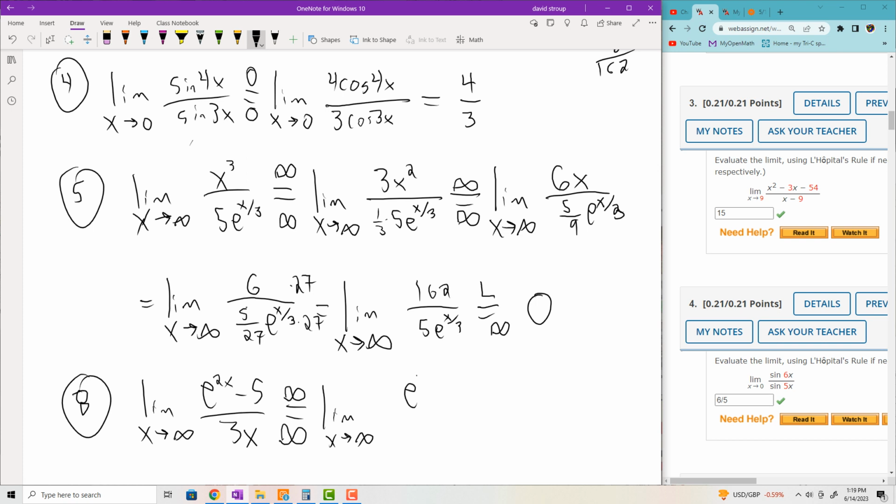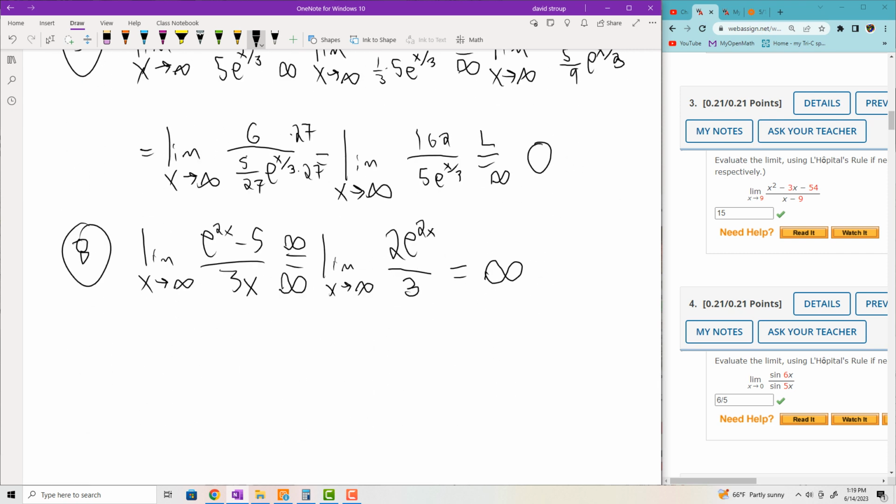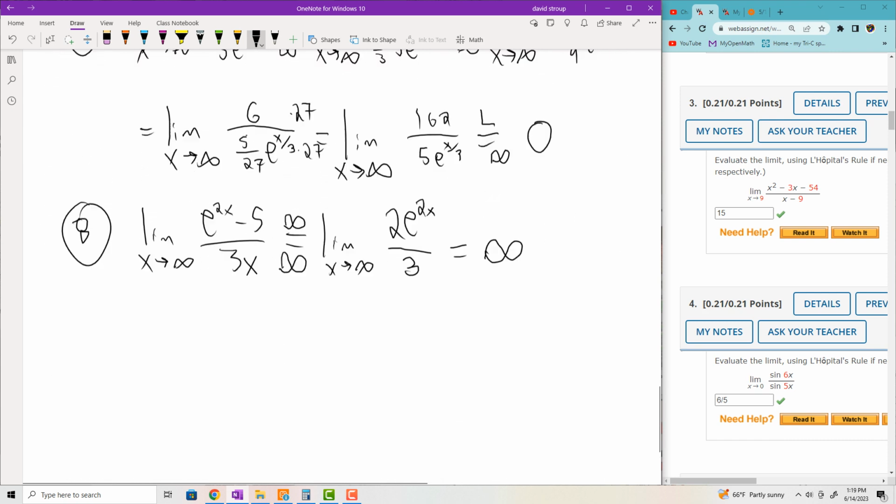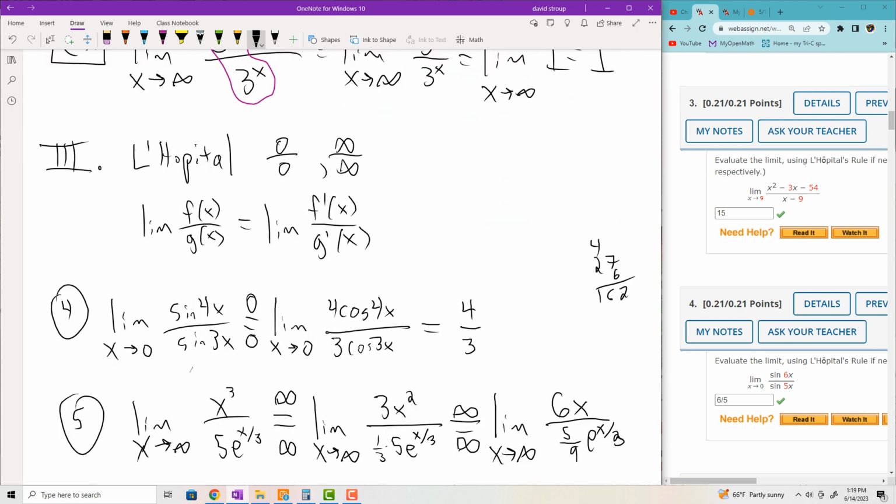So the numerator will have e to the 2x again, times 2 by the chain rule. And then the derivative of minus 5 is 0. All over the derivative of 3x is 3. Okay. So you have 2/3 times e to the 2x. If you're plugging in values for x, 10, 100, 1,000, 1,000,000, this thing is just going to go off to infinity.